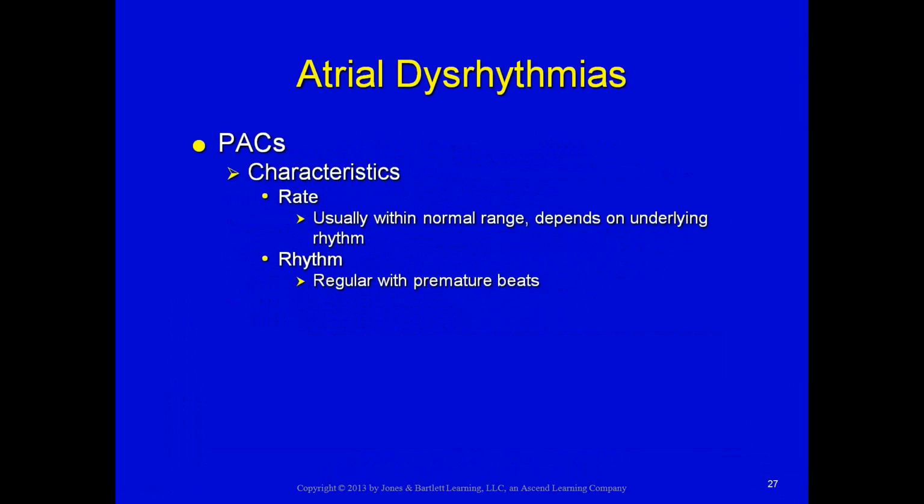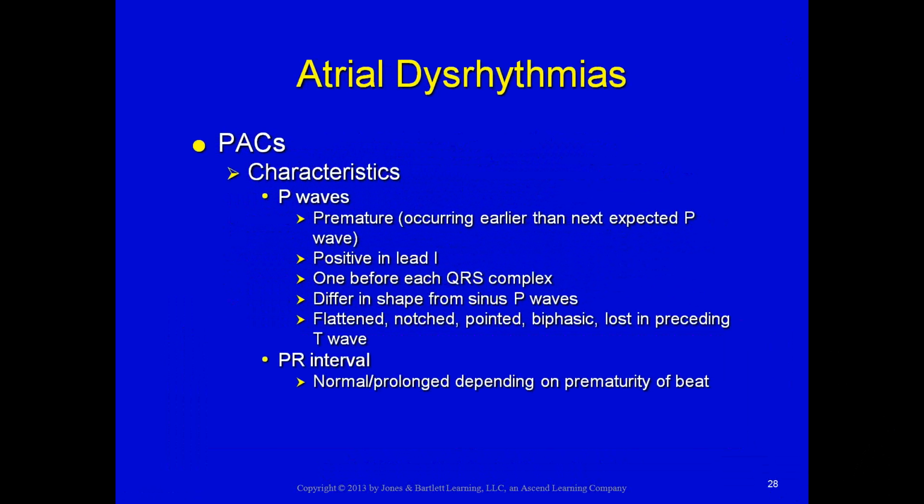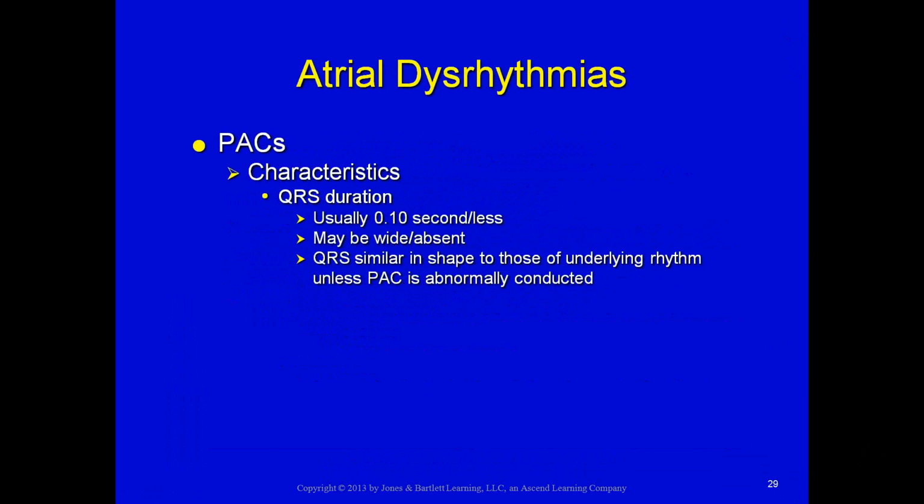The rate is usually within the normal range, and it's going to depend on the underlying rhythm. PACs occur in all of us all the time. The rhythm is going to be regular with a premature beat. The P wave is going to come early in a PAC. It's going to be upright in lead 1. There's going to be one for every QRS. It's going to differ in shape from the regular sinus P waves. It may be flattened, notched, pointed, biphasic. It may be lost in the T wave. The PR interval is going to be normal, and the QRS width should be normal as well, unless, of course, there's some sort of bundle branch block.